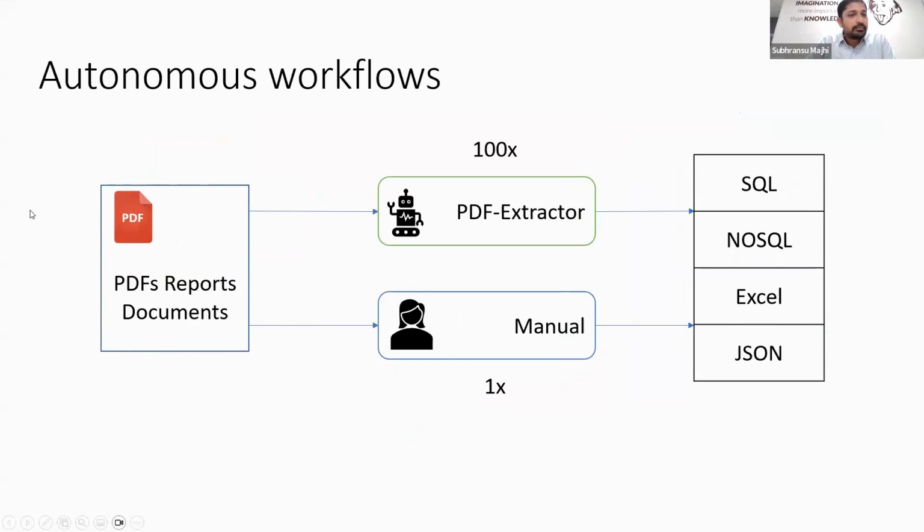So the PDF files will be the input to such a system, and what AI engines will do is extract information 100x faster than a manual method of data entry, and generate data which is more structured in nature. It could be SQL, Excel, or JSON formats, and this data can then be used to query a lot of insights.